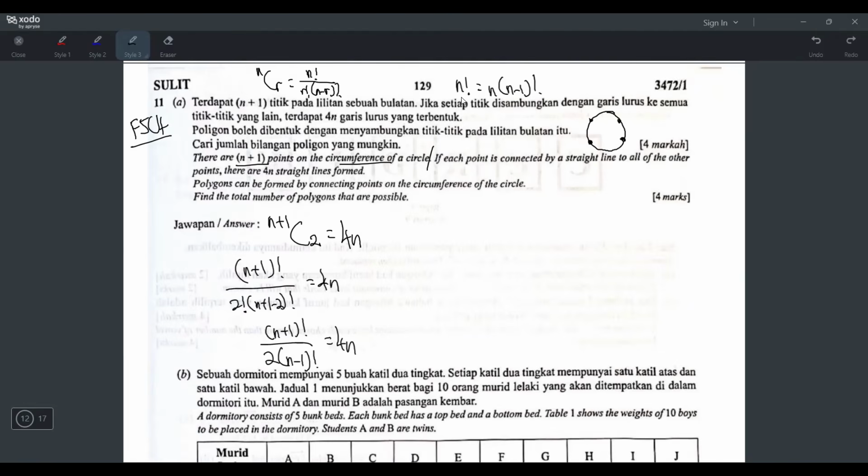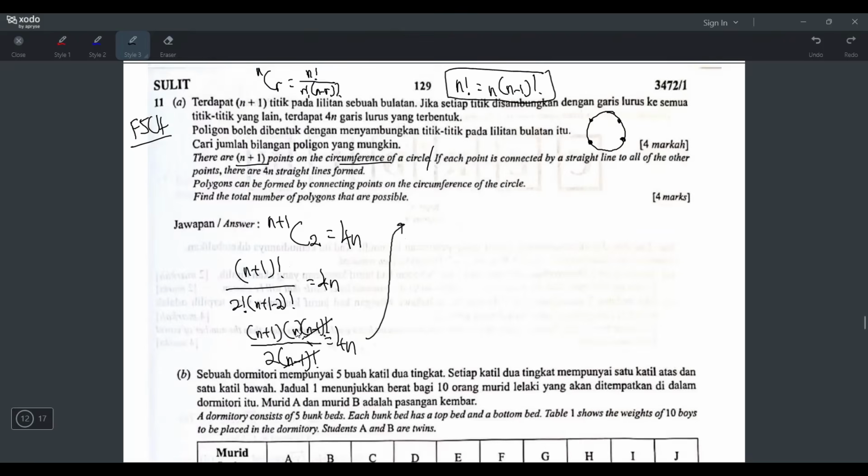So what you can do is you can take the n plus 1 factorial and write it as what? You can write it as n plus 1 times the number before, which is n factorial. Okay, but you can also change the n factorial again using this to n minus 1 factorial. And kenapa saya buat macam tu? Because can potong dengan bawah. So the n factorial I change again to n times n minus 1 factorial. Because then I can potong the n minus 1 factorial. Then you left with this, right?